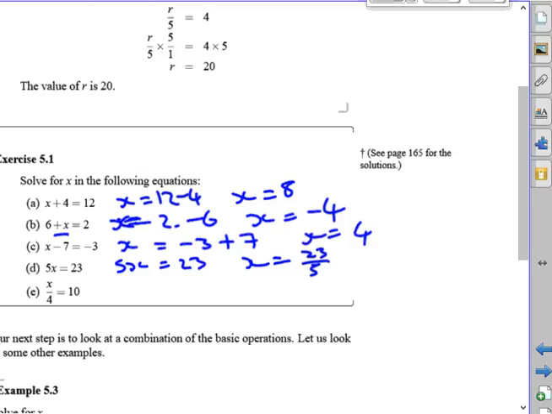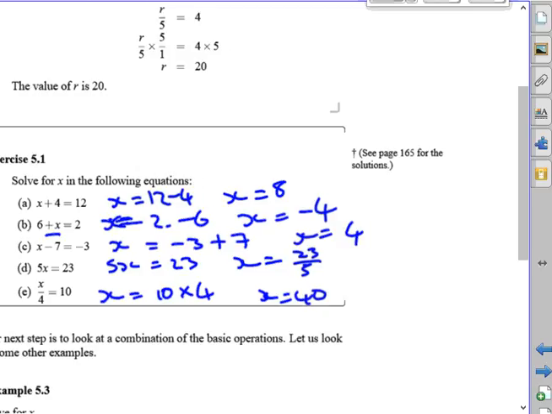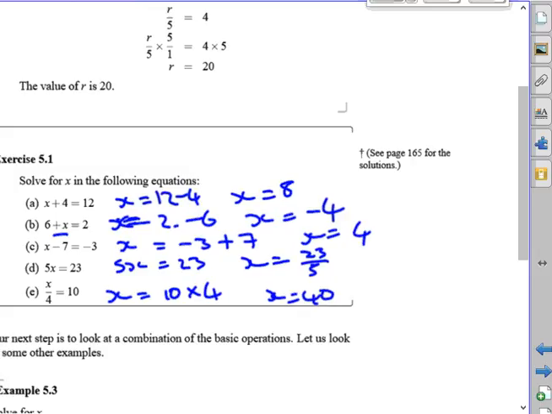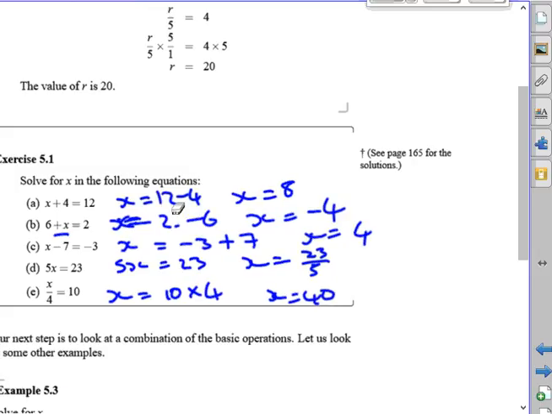And then the last one, x divided by 4, because a fraction means divided, x divided by 4 equals 10. You take the 4 over and turn it into a times, and x would be 40. Because if you check, 40 divided by 4 is 10. Okay, so here the checks don't look as useful, but you'll see now that they really are. I'm going the wrong way. Okay.